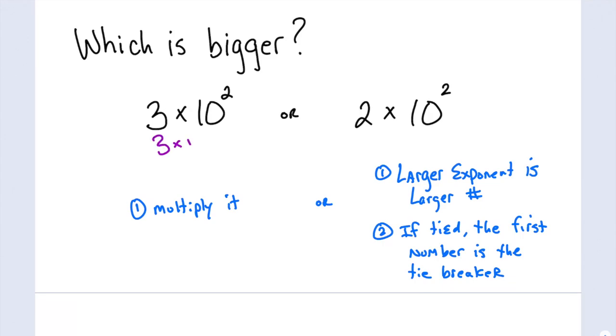So I have 3 times 10, and there's 2 of them. So 3 times 10 times 10. So 3 times 10 is 30, times 10 is 300. So that's not that bad. And over here I have 2 times 10 times 10, which is 200. So I have identified that my first number is larger than the other. So multiplying it out is simply an easy strategy.